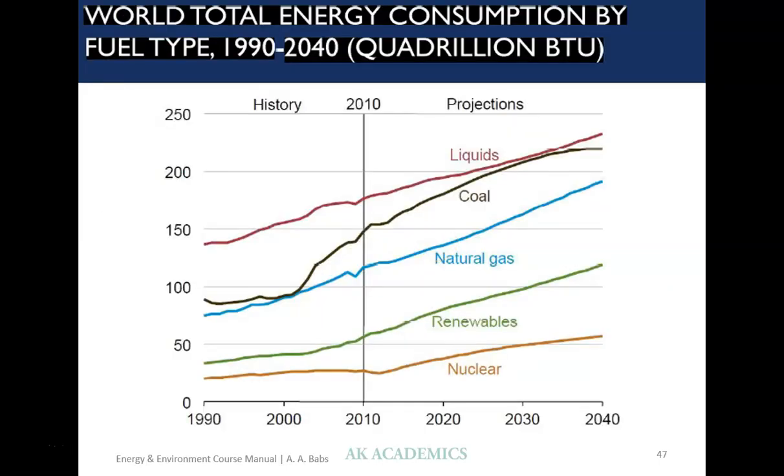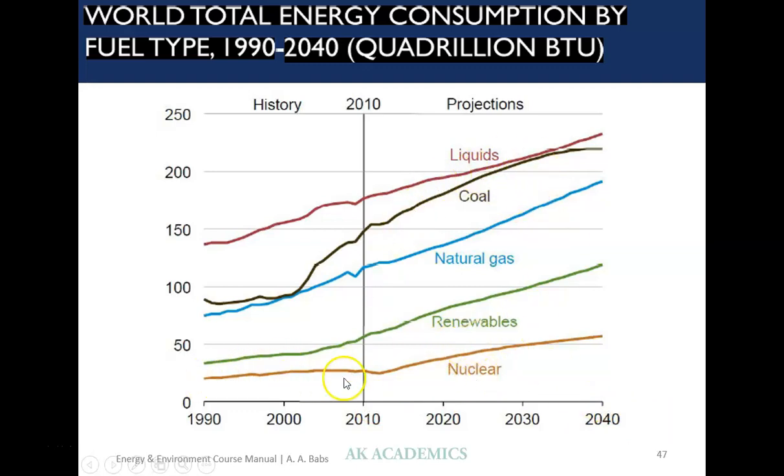This is a graph showing world total energy consumption by fuel type from 1990 to 2040. You will see on the vertical axis the amount of fuel in quadrillion BTU. So you can see this is 50 quadrillion BTU, 100 quadrillion BTU, 150 quadrillion BTU. And this is accurate up until 2010. And then from 2010 up to 2040, all we have is just projection.